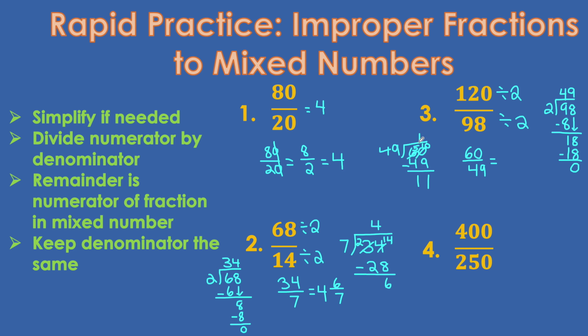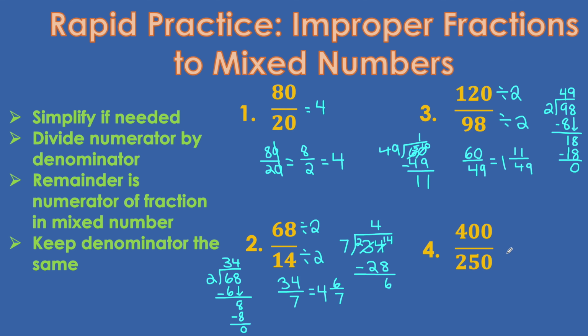So our answer up here, this quotient, is going to be our whole number. The fraction part, the numerator is going to be our remainder, which is 11. Our denominator is kept the same. So our final answer is 1 11/49.